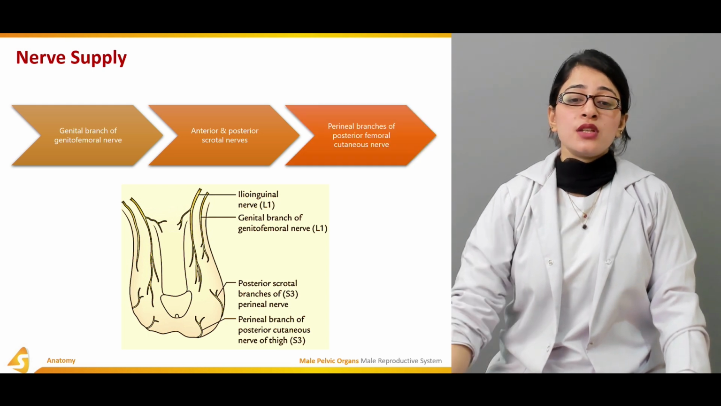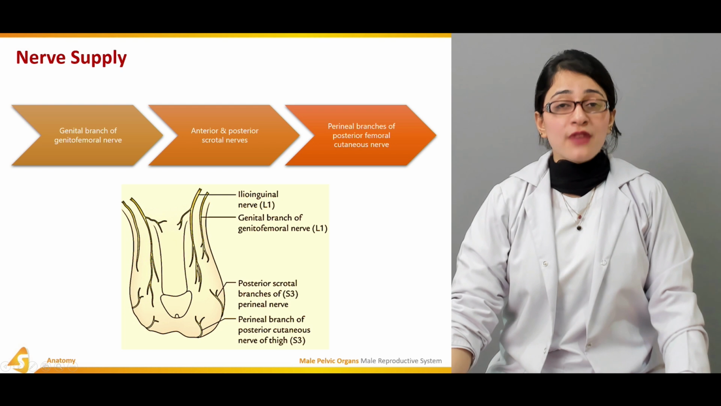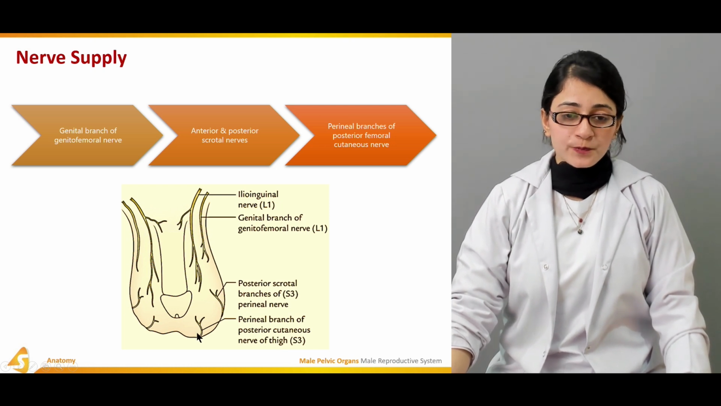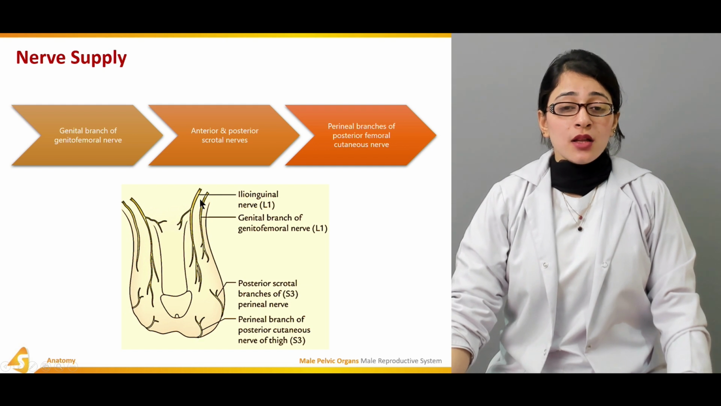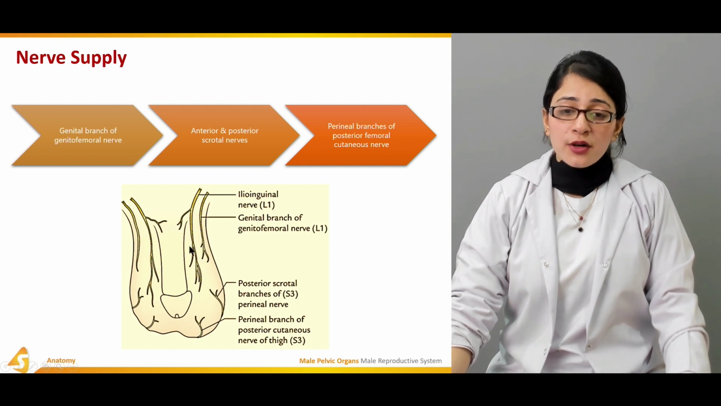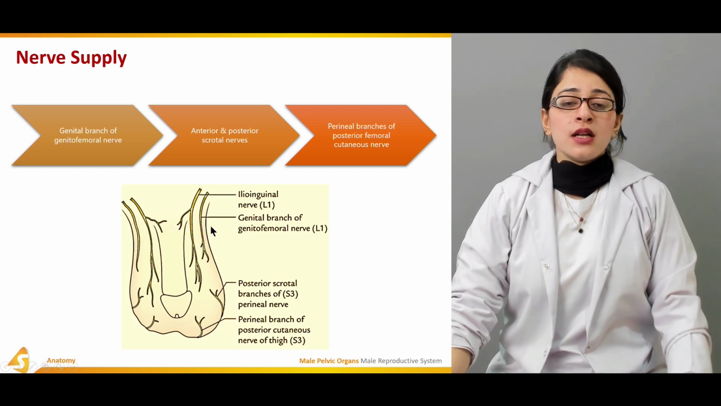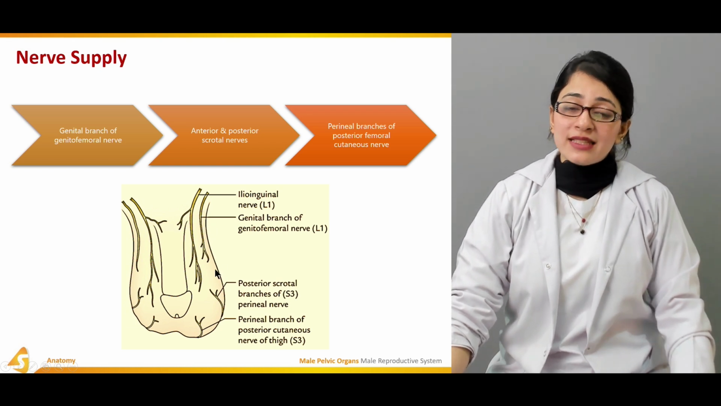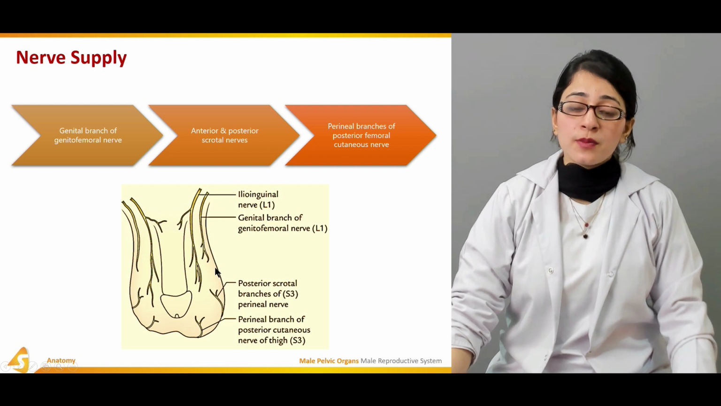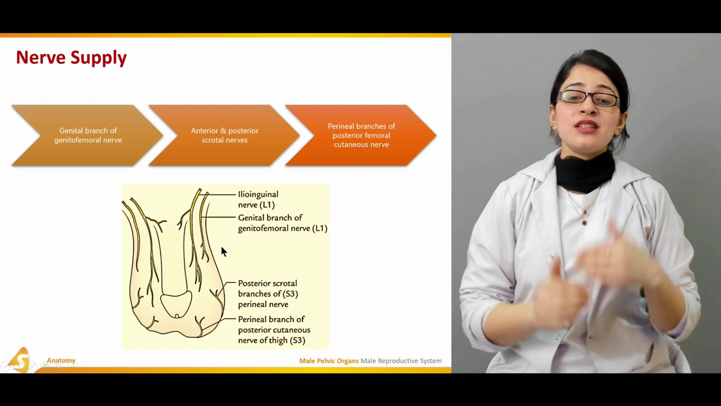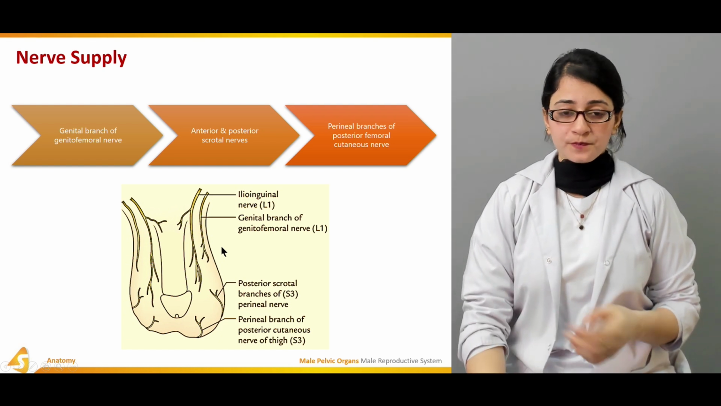Also, we have the perineal branches of the posterior femoral cutaneous nerve of the thigh. This is the perineal branch of the posterior cutaneous nerve of the thigh on either side. The other nerve we have is the ilioinguinal nerve, L1. Then the genital branch of the genitofemoral nerve supplies this region. Then we have the anterior and posterior scrotal nerves supplying the region of the scrotum, and the perineal branches of the posterior cutaneous nerve of the thigh.